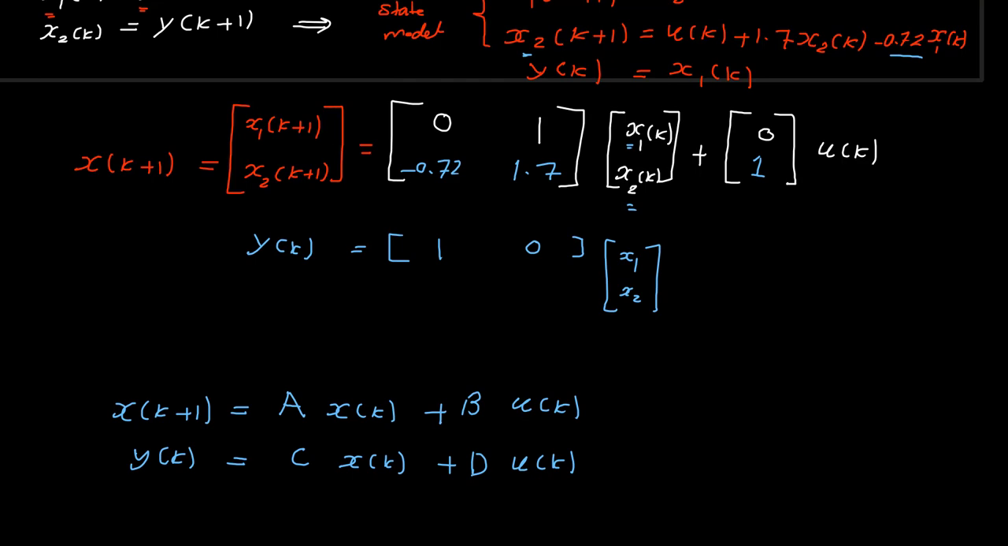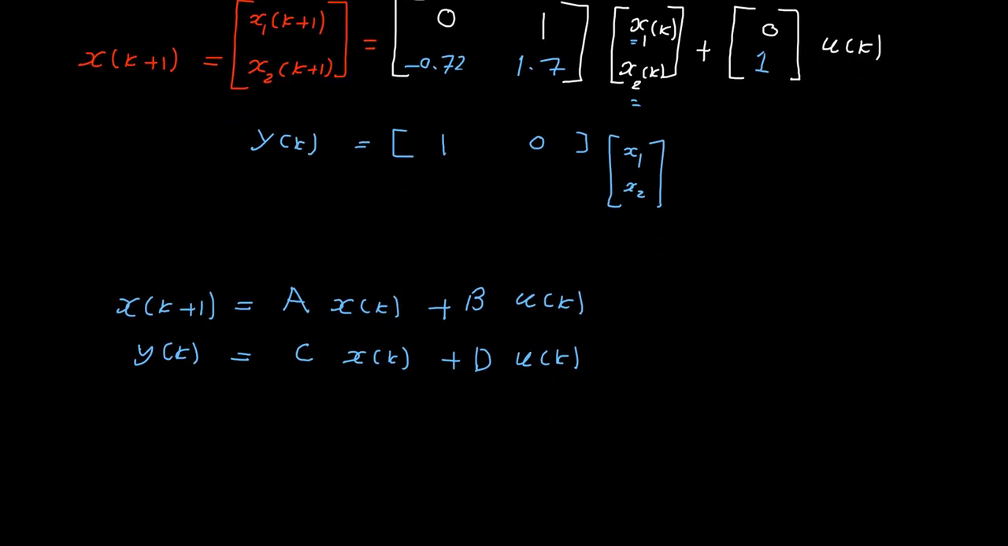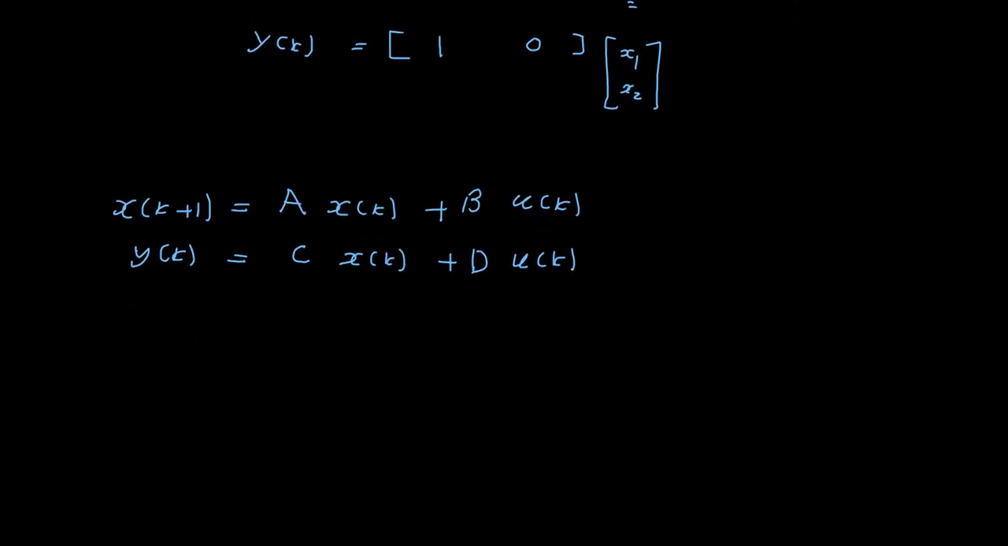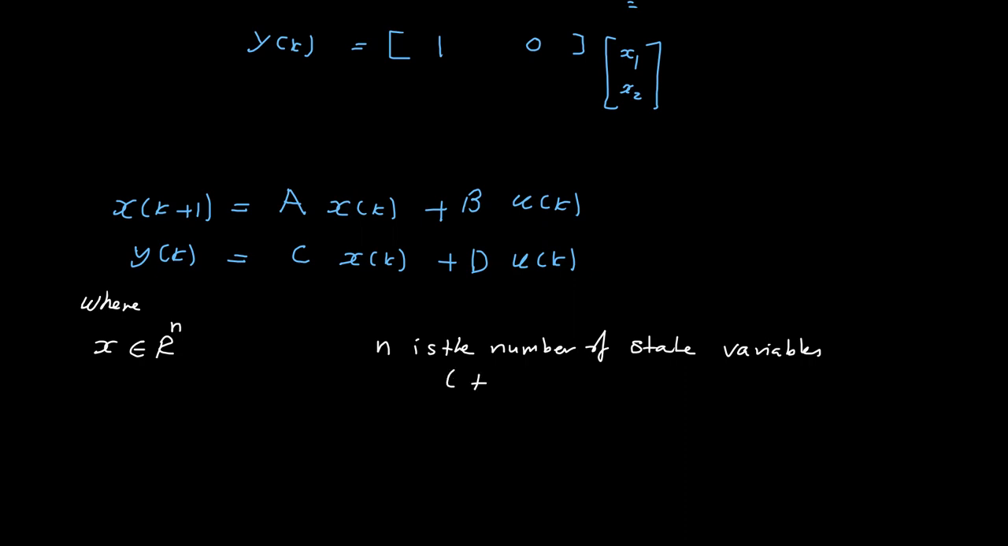Now, where x is an element of Rn, where n is the number of state variables, which means the order of the system.